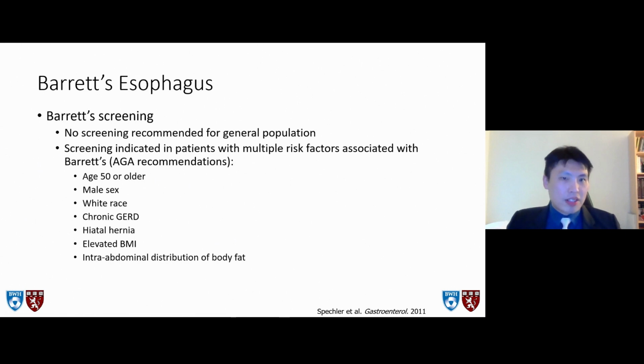Do we screen for Barrett's esophagus? There's currently no screening recommendation for the general population. The current guidelines suggest that you may consider screening some patients who have multiple risk factors associated with Barrett's, including those who are older, who are men, who are Caucasian, who have chronic reflux with hiatal hernia, who have elevated BMI or an intra-abdominal distribution of body fat. If you don't have multiple risk factors, then no screening is recommended.